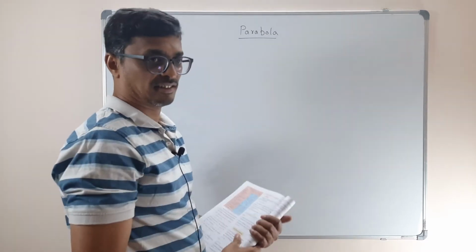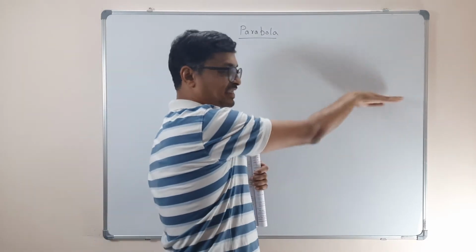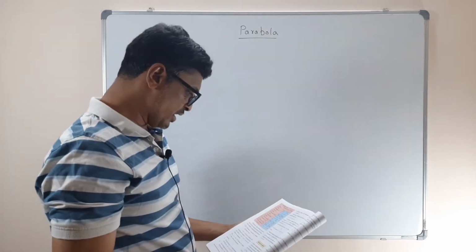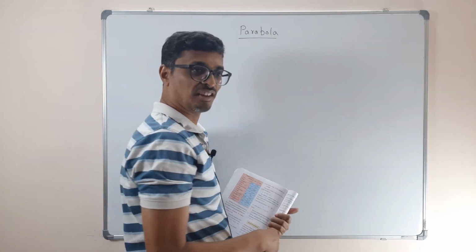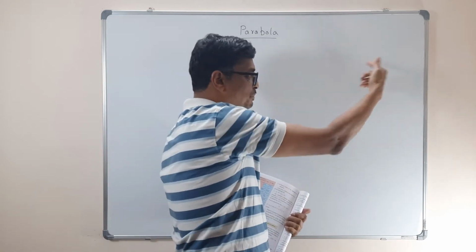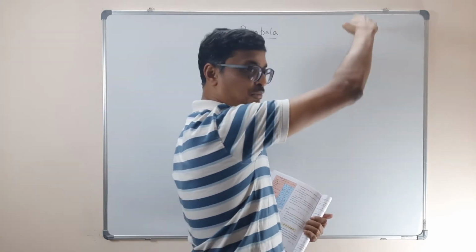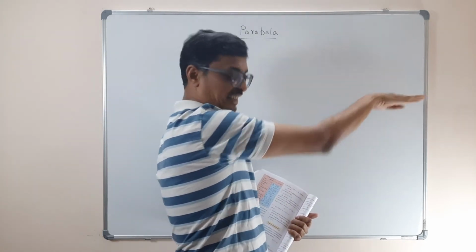Equation of axis, of course. So the equation of the x-axis is y equal to 0, and this is x equal to 0. Fine. Tangent at the vertex, of course. So for this parabola, tangent at the vertex is nothing but the y-axis. For an upward parabola, the tangent is your x-axis.